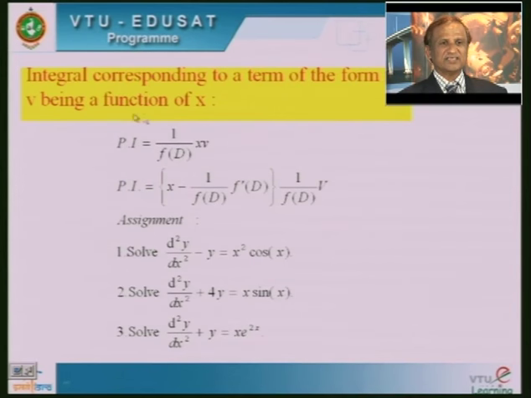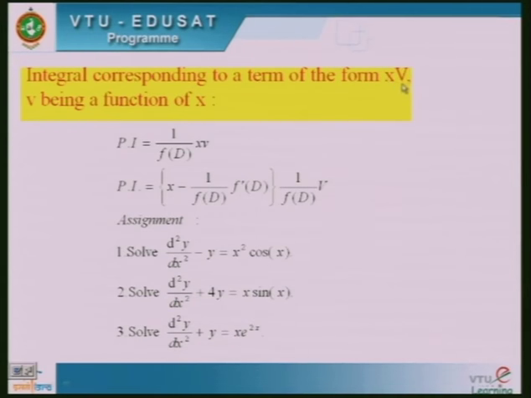So, friends, when the right hand side member is of the type x into v, how do we find a particular integral? x into v means, for example, x into sin x, or x into cos x, or maybe x into e raised to ax. In that case, how are we going to find the general solution? The first part, as usual, is to find the complementary function. The second part you can write in this form: 1 divided by f(D), x into v, where again v may be a function of x.